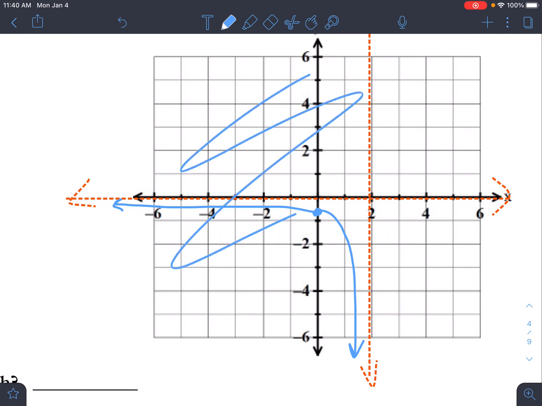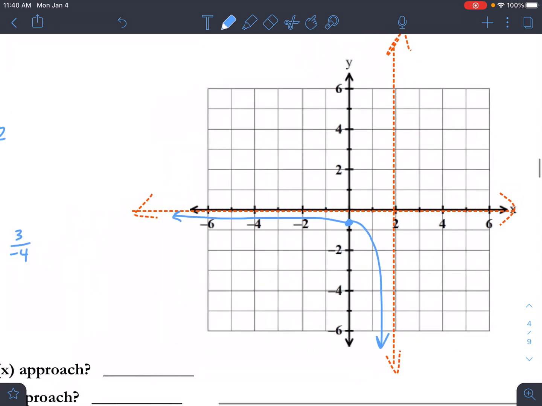This half is done, right? Because we have something there. So now we want to go on this side. And we have to figure out, is it like this?